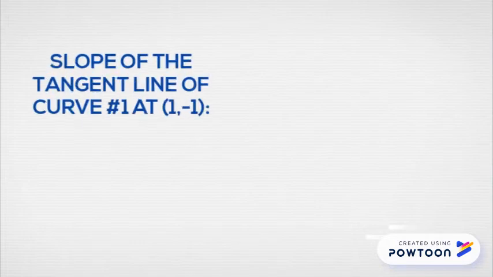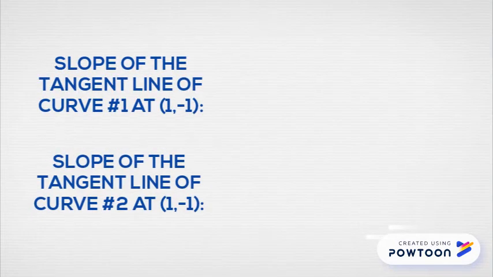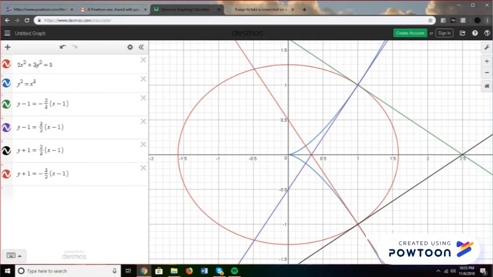As we can see again, the slopes of the tangent lines of curves 1 and 2 at (1, -1) are negative reciprocals. This means that the tangent lines of both curves are perpendicular to each other. So the tangent lines of curves 1 and 2 at (1, 1) and (1, -1) are orthogonal because the lines at those specific points are perpendicular.